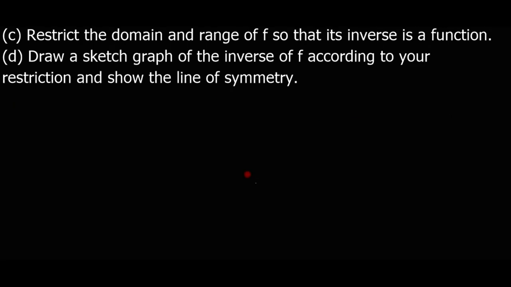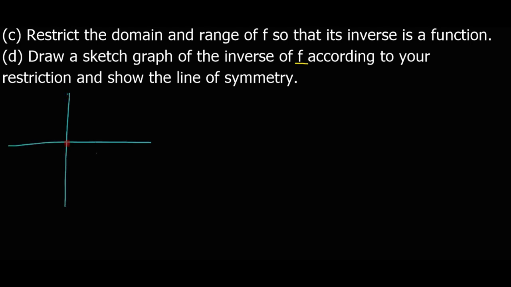Part D says, draw a sketch graph of the inverse of f according to your restriction and show the line of symmetry. We need to draw the inverse of f, but remember already it was restricted. Remember, we already restricted in two ways. But now let's focus on this one.